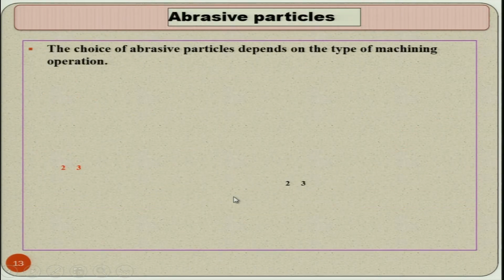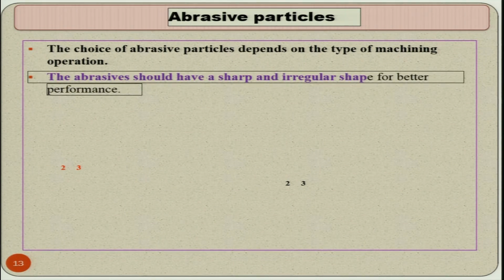Then abrasive particles: the choice of abrasive particles depends on the type of machining operation. Now be careful about the process and the operation. Here cutting is the process, but operations can be like drilling operation, milling operation, or even turning kind of operation. So these are the operations, but the mechanism of material removal will be the same.